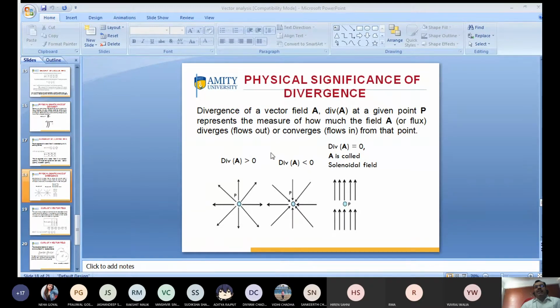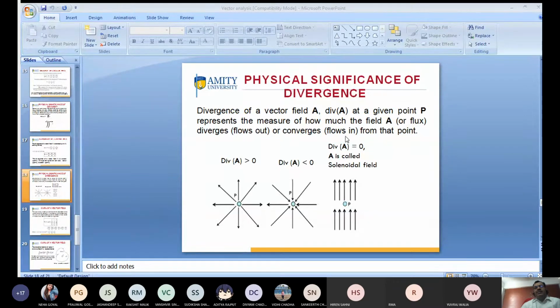If divergence of A is less than 0, it represents convergence. Converge means it comes in, it flows in. This is any vector quantity at point P. If divergence of A is greater than 0, it will diverge, meaning it flows out and spreads out. If divergence of any vector quantity is less than 0, it converges, meaning it flows in. This is known as convergence, and the other is known as divergence.